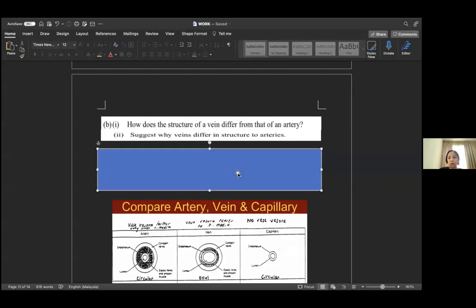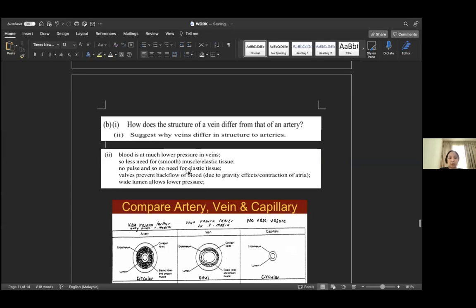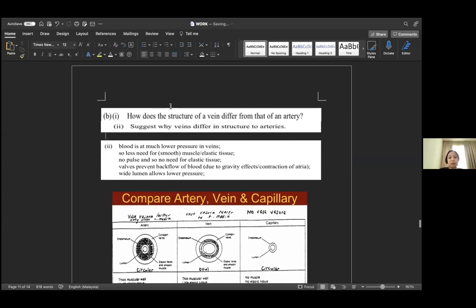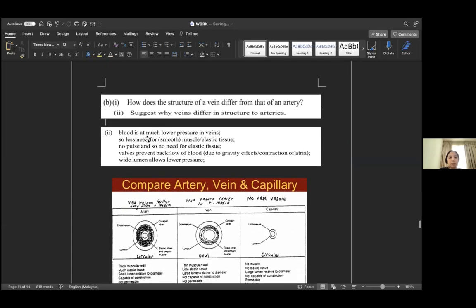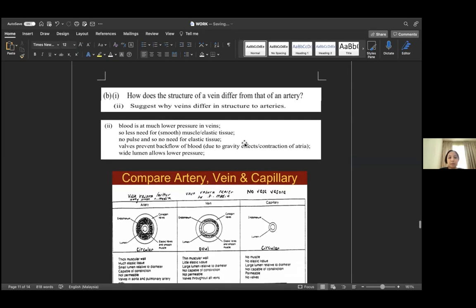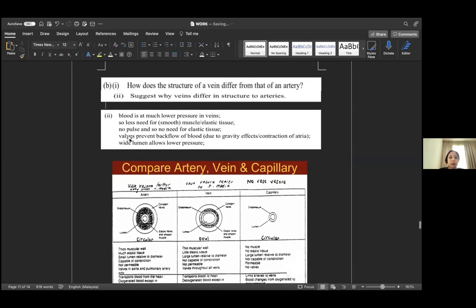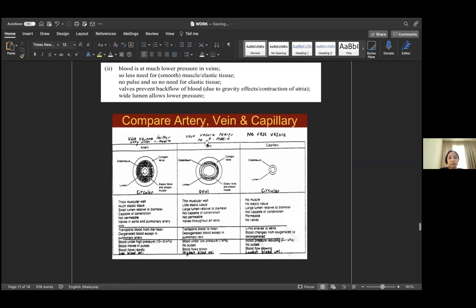The structure between arteries and vein. These two questions are very similar, so I combined them. Blood is at much lower pressure in the vein, so less smooth muscle and elastic tissue are needed, as there is no pulse, so no need for elastic tissue. Valves prevent backflow of blood due to gravity effect, contraction of atria. Wide lumen allows lower pressure.